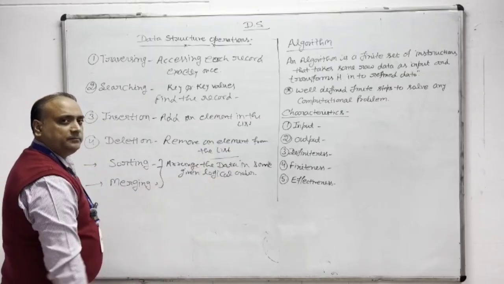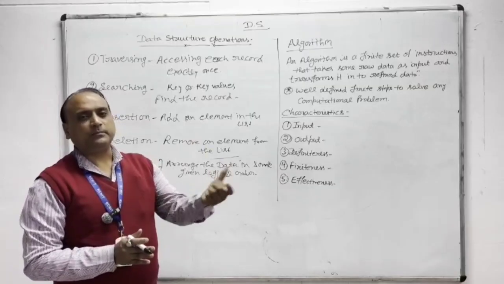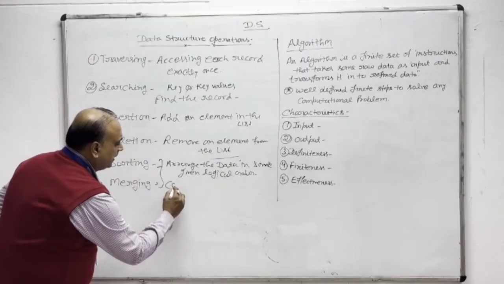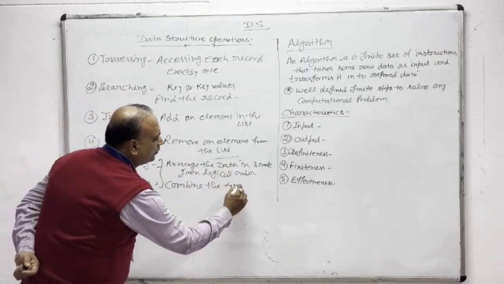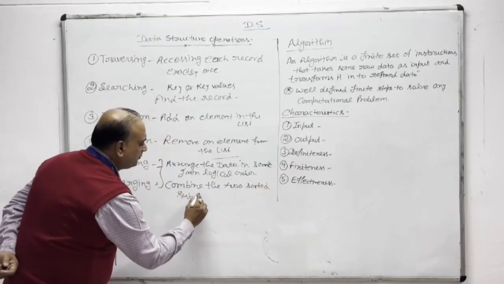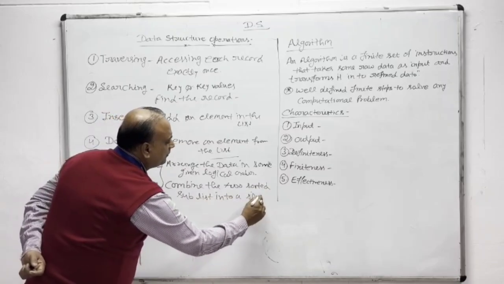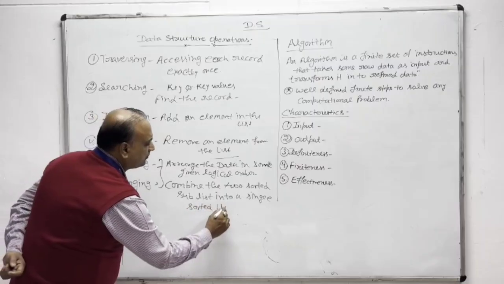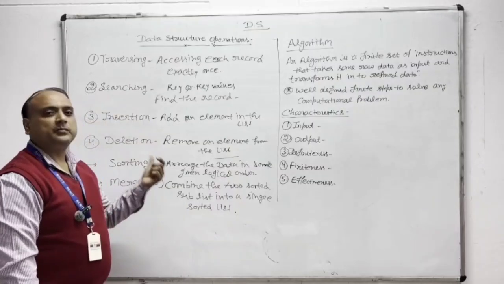Next process is merging. In the merging process we combine two sorted sublists into a single sorted list, and this process is called the merging process.